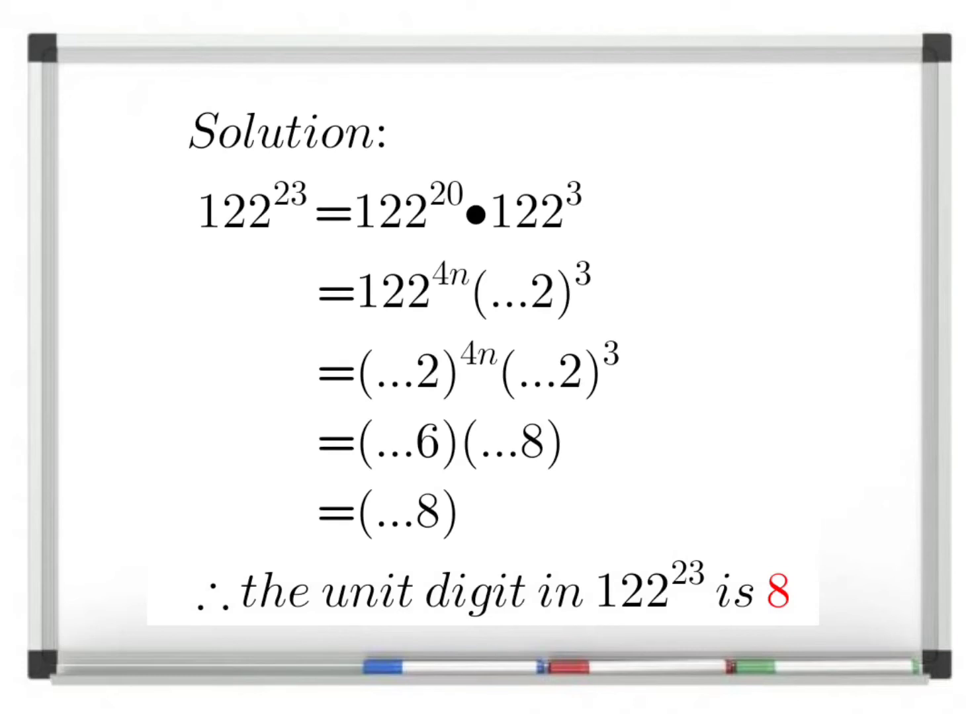For example number 3, that is 122 raised to 23 equals 122 raised to 4 times 5 multiplied to 122 raised 3. Using the property, quantity raised to 4 times n times, then the unit digit in the product is 6. And the unit digit in 122 raised 3 is 8. Multiplying 6 and 8, the product is 48. The unit digit is 8. Therefore, 122 raised to 23, the unit digit in the product is 8.